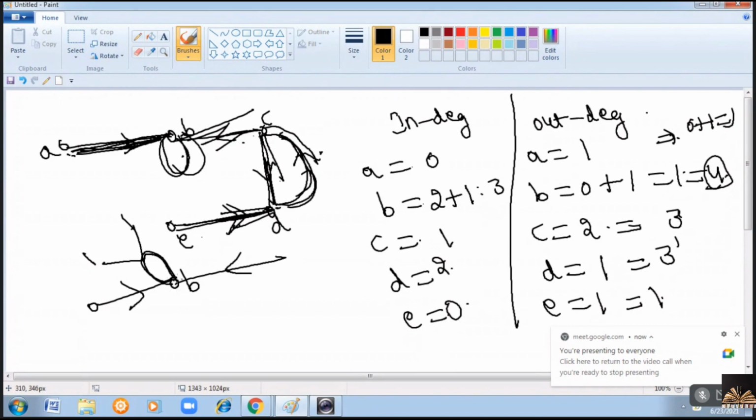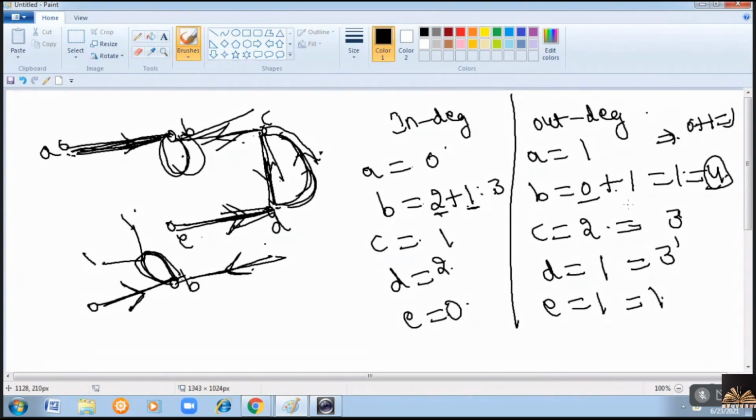In degree of B, in means how many edges are coming towards B? 1, 2. So 2 plus, as there is a loop, the loop will contribute 1 in the in degree. So 2 plus 1 is 3 will be the in degree of B. Now coming to the out degree, how many edges are going from B? Nothing is there, so 0 plus, the loop will contribute 1 in the out degree. So 0 plus 1 is 1. Is it clear now?